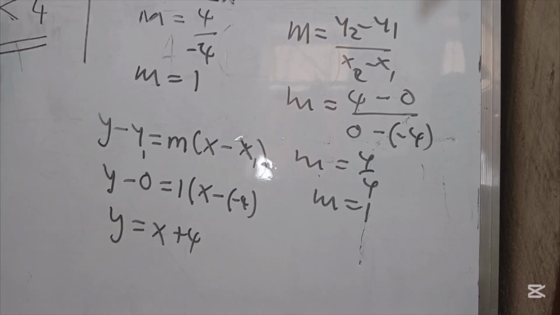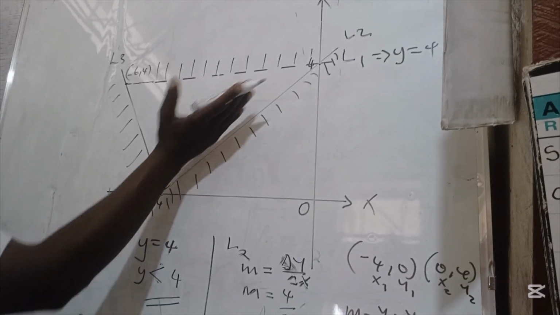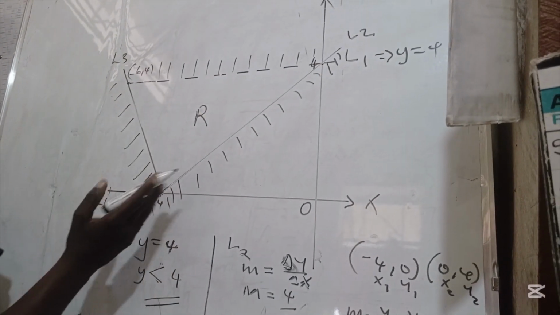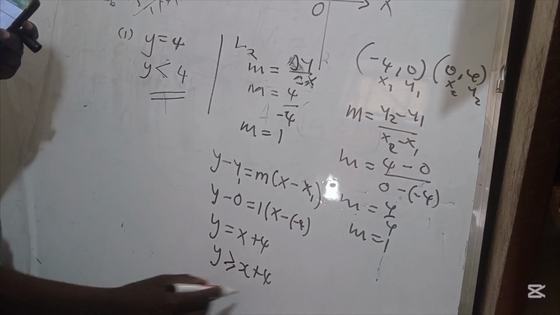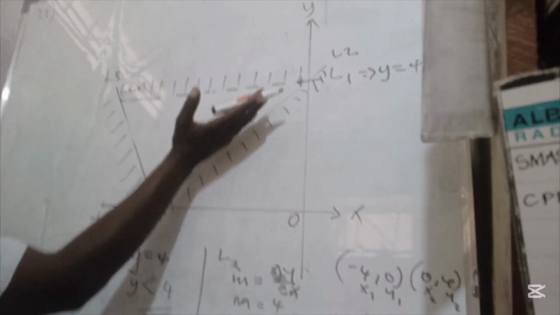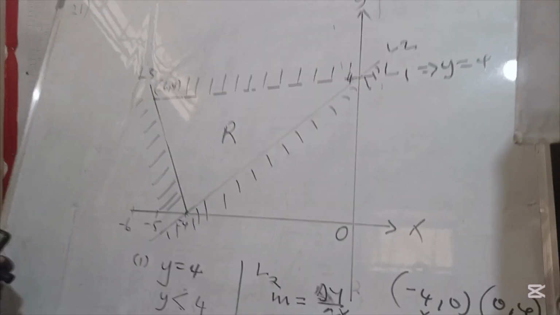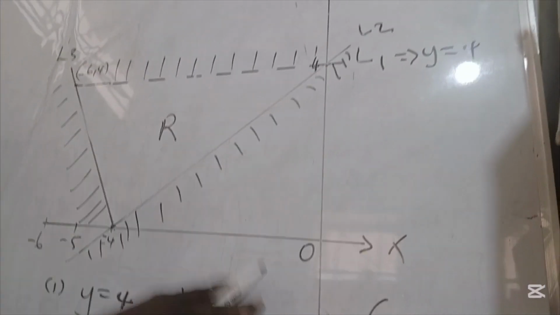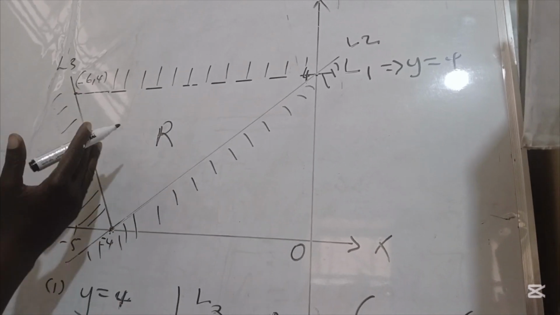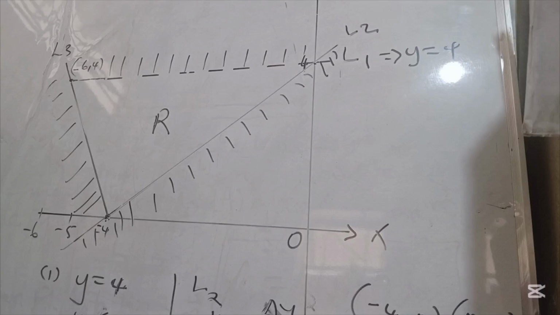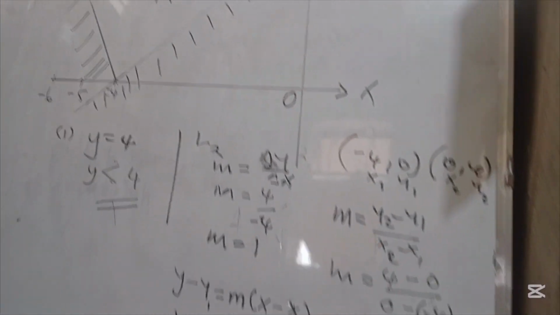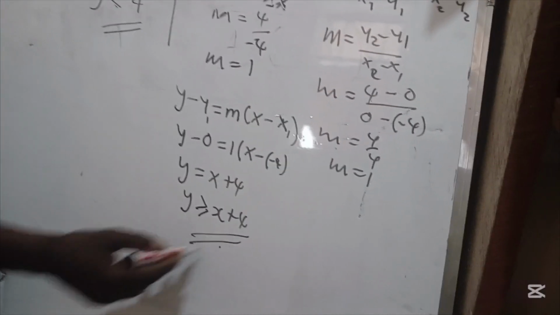How do we do it? You consider the 4. They shaded the down part, meaning the numbers on top of 4 are greater than. So you have to say y is greater than or equal to x plus 4. Why? Because this is where I'm finding the answers. They shaded the less part, so the answers are found on the greater part, meaning y is greater than x plus 4. You have answered this question.